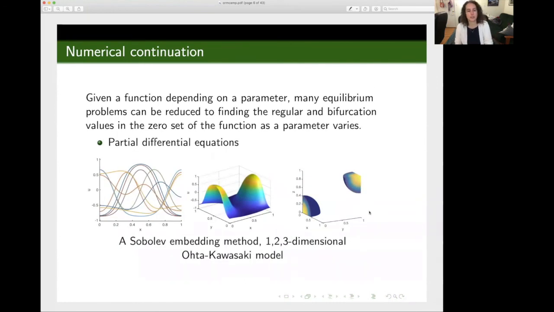And then finally, this is the latest work. This is also the Ohta-Kawasaki model, but a slightly different type of approach. The idea here is to use the details of Sobolev embeddings in order to develop a more natural framework for rigorous validation of 1, 2, and 3-dimensional solutions. So this is an overview of what I'm going to talk about.